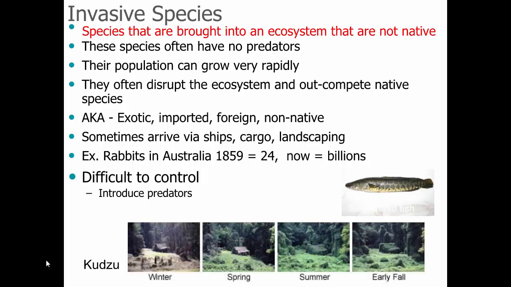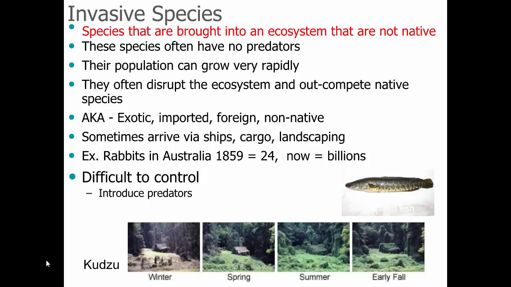Rabbits were introduced into Australia in 1859. Just 24 rabbits were brought to Australia. There were no rabbits previous to that. Today there are billions of rabbits in Australia, and they are extreme pests. Again, they grow out of control. They eat all the vegetation.